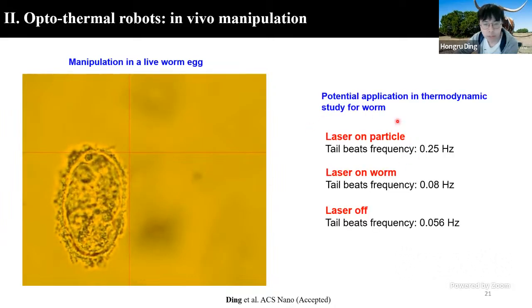So the interesting finding here is that when we illuminate the laser on the particle, the worm beats its tail at a high frequency. In comparison, if we shine a laser beam simply on the worm instead of the particle, the frequency is lower. And if we completely turn off the laser beam, the tail beat frequency is lowest. And for the study of worms, there are a lot of researchers currently studying the thermodynamics of the worm because it's related to cell division. So our platform shows potential application for that.